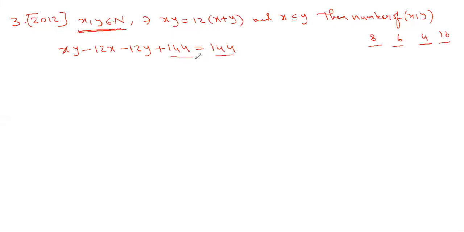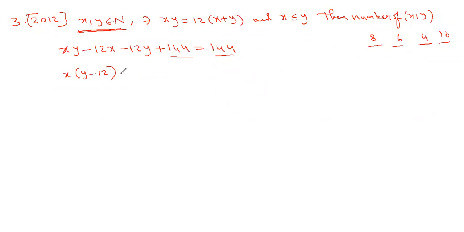Sir, how do you know about 144? See, when I take x common, I get y minus 12. So I have 12y in the remaining term. I want the same factor y minus 12, like a completion of the square. So y minus 12 I need, and 12y is already there, so 12 should be there. That's how I got 144.